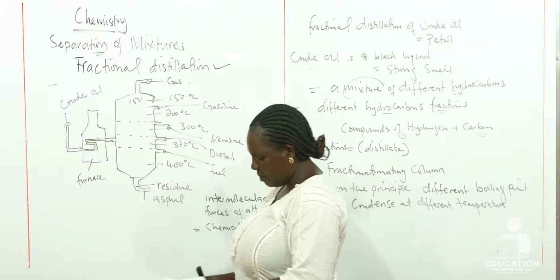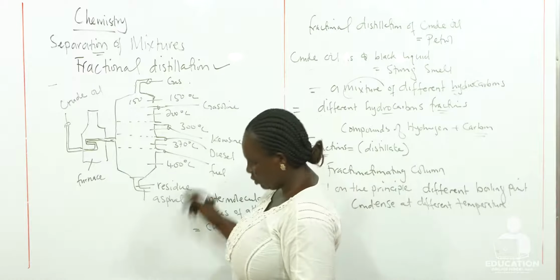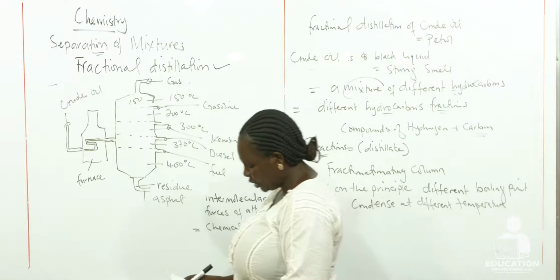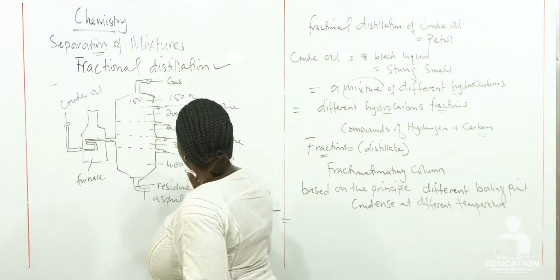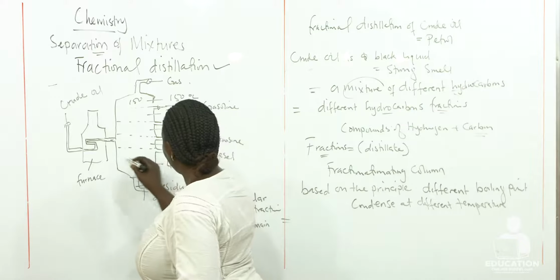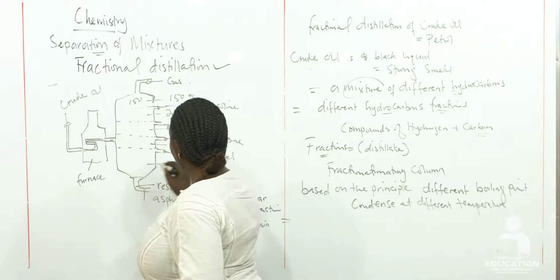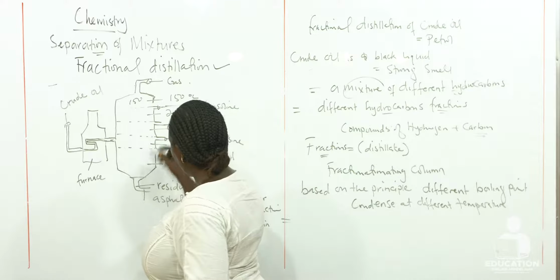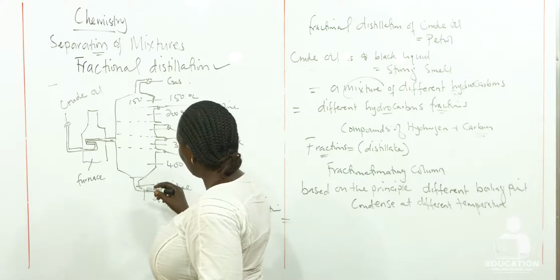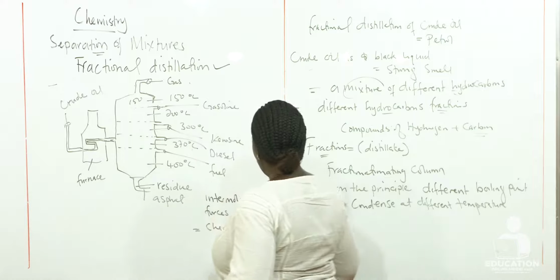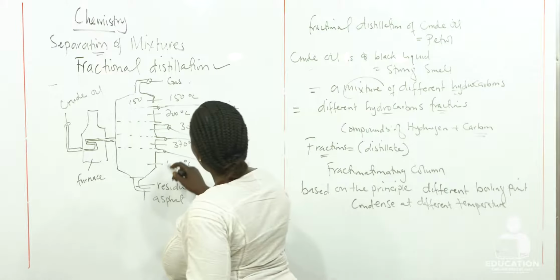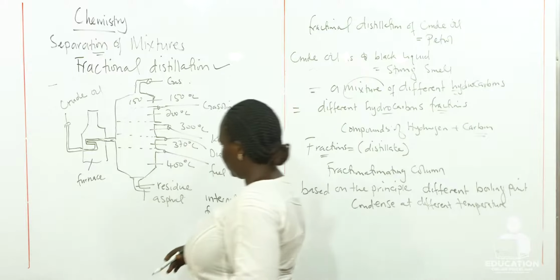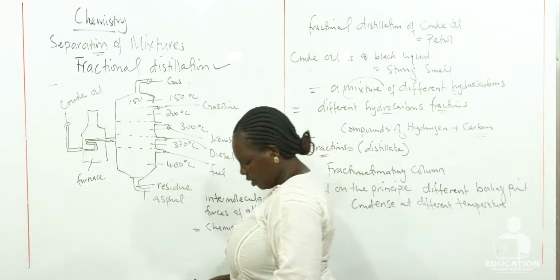The bigger molecules with a large number of carbon atoms need a high boiling point, and they will be at the lower end of the fractionating column, because they have high intermolecular forces of attraction and need high energy to break down those intermolecular forces.